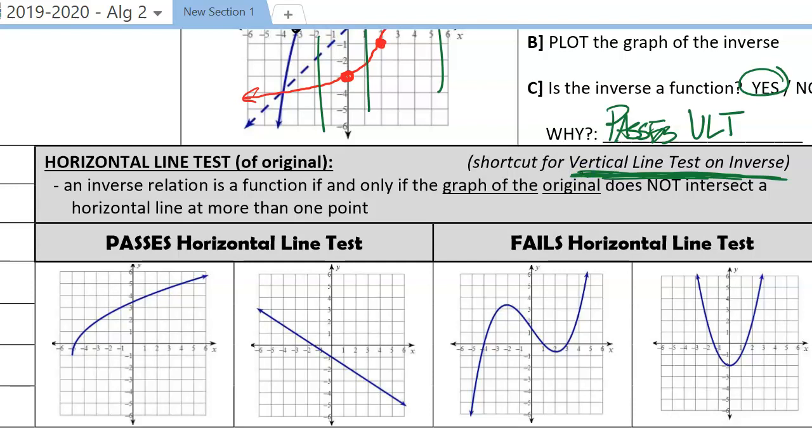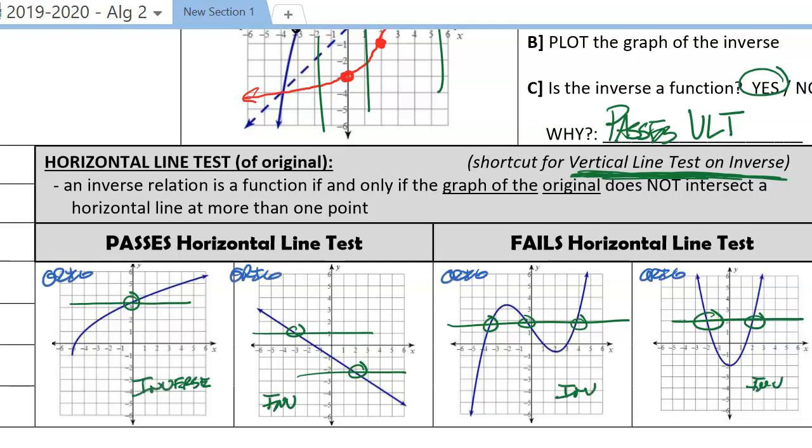Basically what that means is if I look at the original graph of the function, I can determine whether or not the inverse, which I haven't graphed yet, is a function by performing the horizontal line test. Meaning that if I draw a horizontal line through the original graph of my function, if it only intersects at 1 point, then that means that the inverse would be a function. If it intersects at more than 1 point, like it does in these 2 examples, it would not be a function.